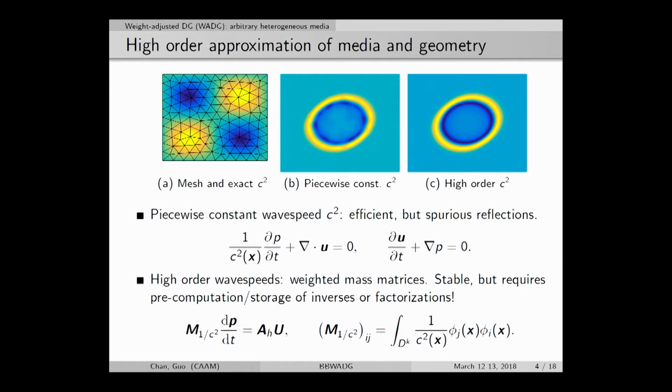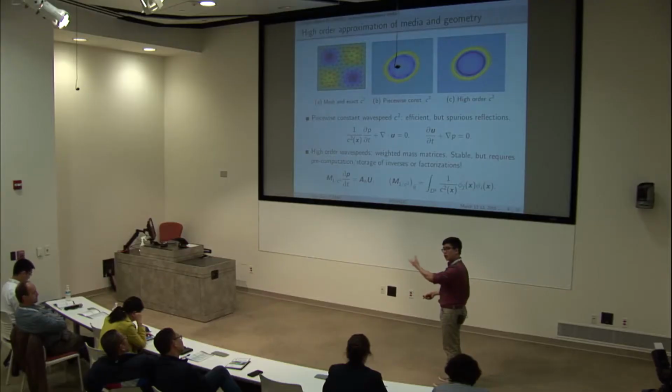to simulate. If you look at most higher order DG codes that are present in seismic communities, they use piecewise constant wave speed because when you use high order wave speeds, you have to introduce weighted mass matrices. So if I discretize this pressure equation for this acoustic wave equation system, then I end up with an ODE which looks like so. So AH just represents this right-hand side, which involves differentiation and lifting matrices. We can ignore it for now because this is fairly straightforward to apply.